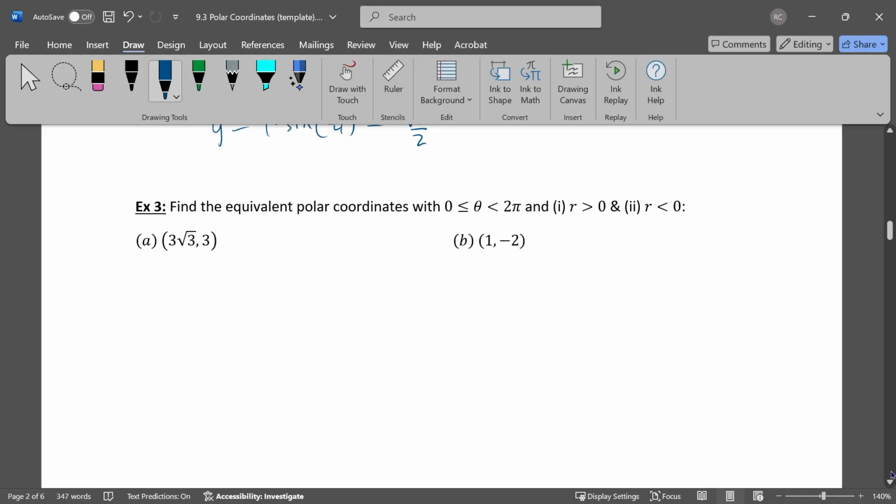Well, since these are Cartesian coordinates, we can find r by taking x squared plus y squared is r squared. So r is the square root of 3 root 3 squared plus 3 squared. That's the square root of 9 times 3 plus 9. That's 27 plus 9 is 36. And the square root of 36 is 6.